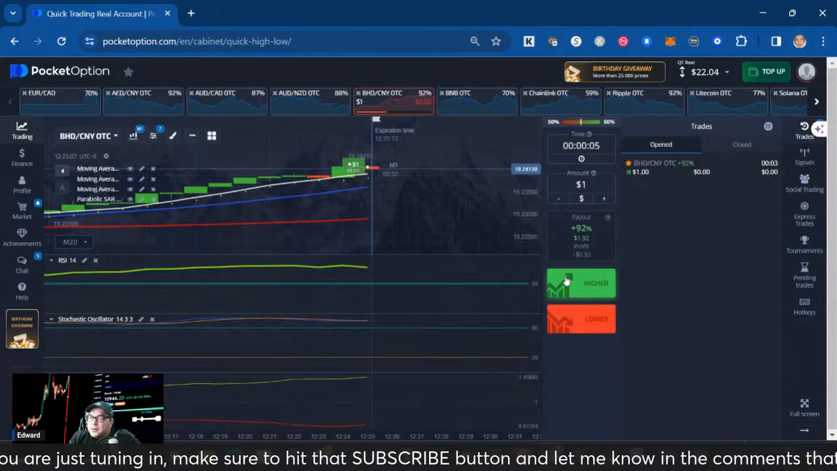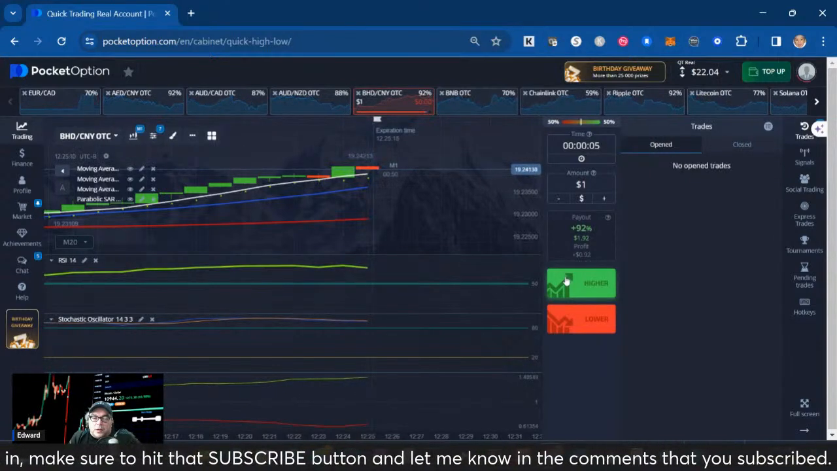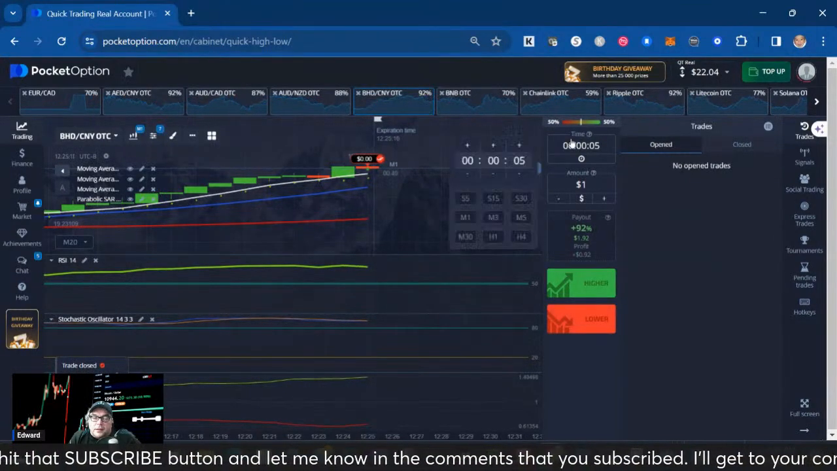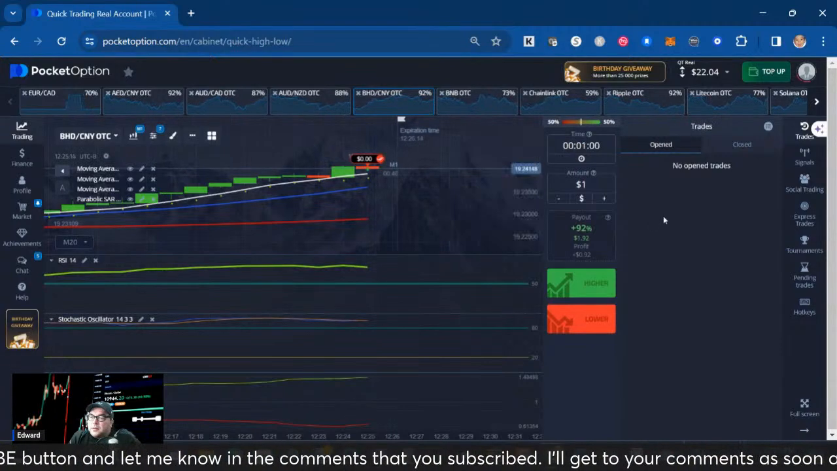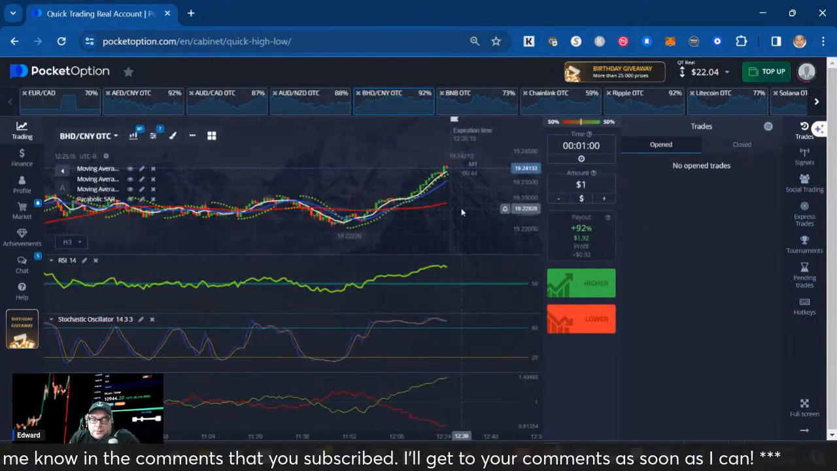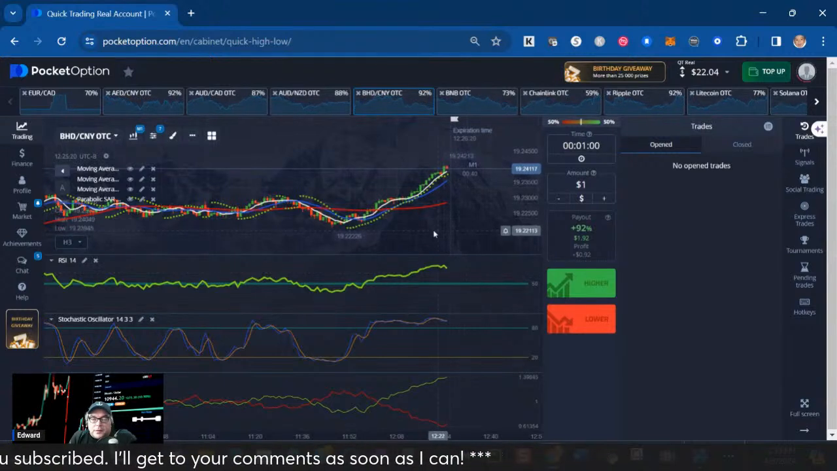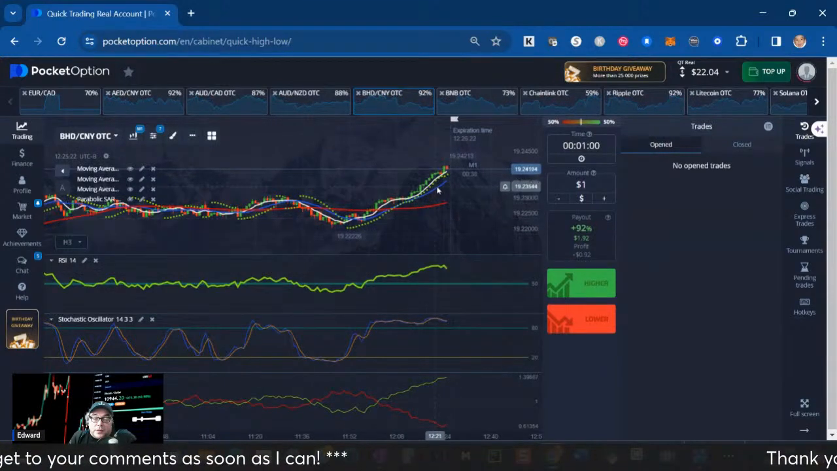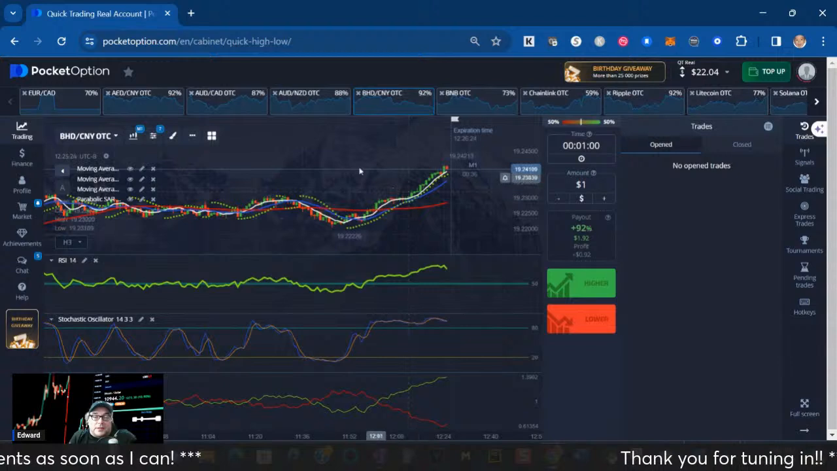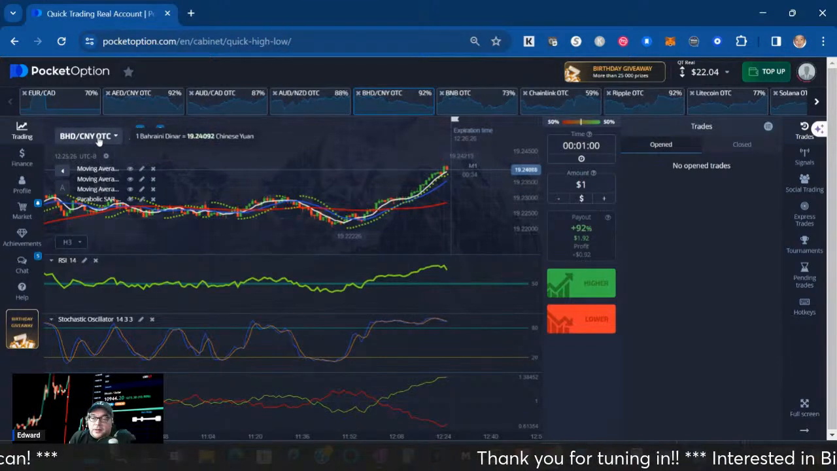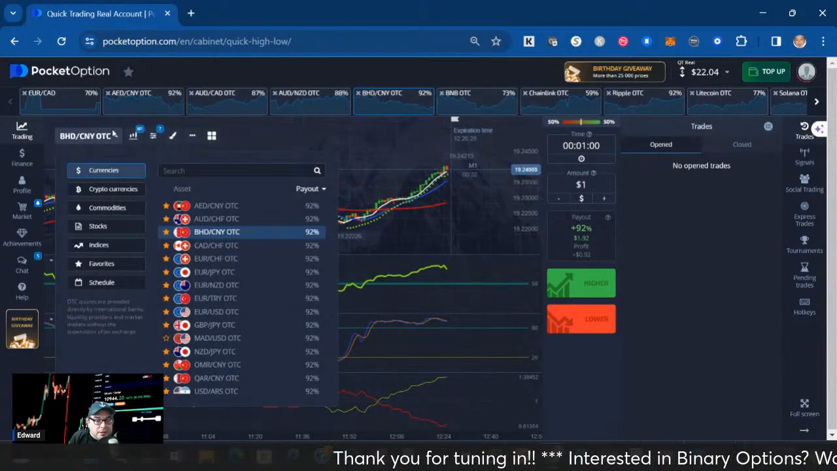5, 3, 2. Nope. 1. Nope. I missed it. The trend is upwards, but it looks like it's starting to move downwards. This trend is very, very long. Wow, look how long that trend is. That's impressive. That's actually really impressive.